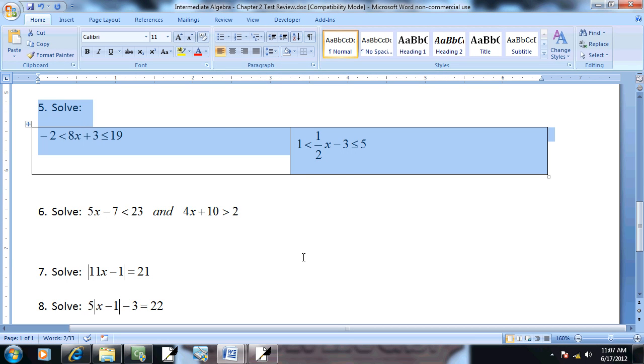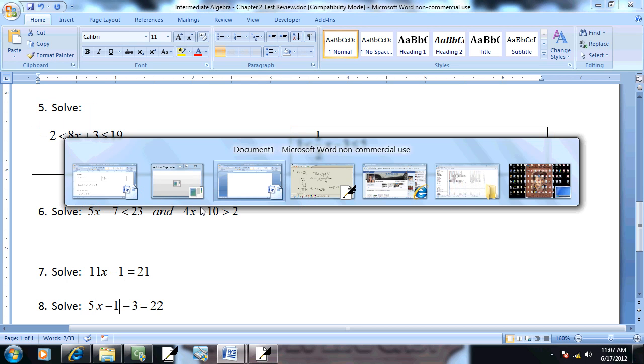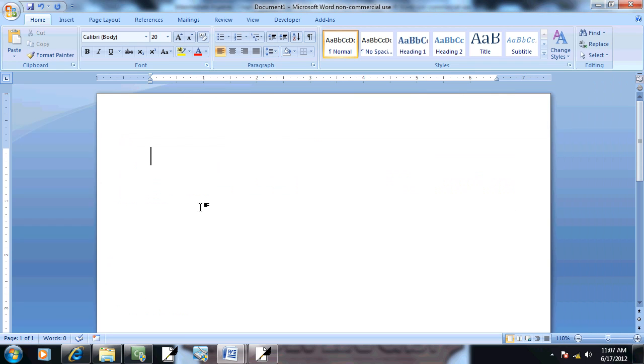Let's take a look at solving a compound inequality. Now, this is one that has three sides to it. We have our left side, our right side, and our middle. Let's go over our steps. Solving a compound inequality with three sides.